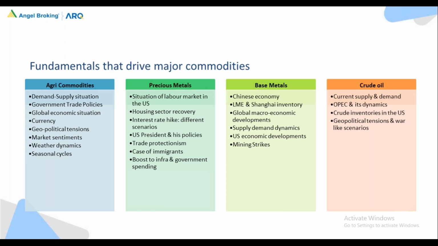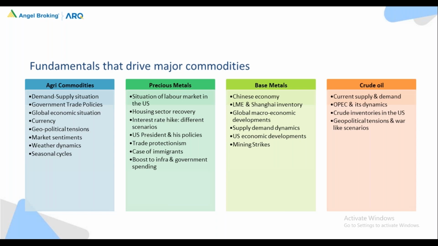Similarly, you have crude oil, wherein OPEC plays a very important role in deciding the production quotas. The second important factor that you see is crude inventories, which is one of the major decisive factors directing the price of crude. Similarly, geopolitical tensions happening anywhere across the globe create a price impact on crude.